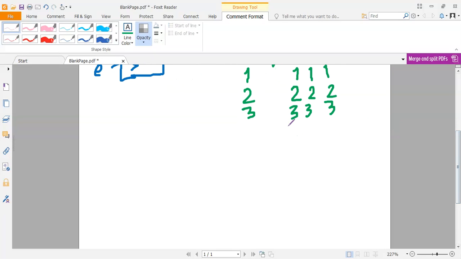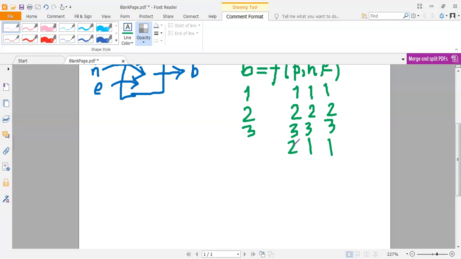Now, what happens if I buy two pencils, one pen, and one eraser? I can put the only pen and the only eraser in one box. But what do I do with the second pencil? I do not have other inputs to create another pencil box. So even if I input two pencils, one pen, and one eraser, I still get one pencil box. This is what my function looks like.